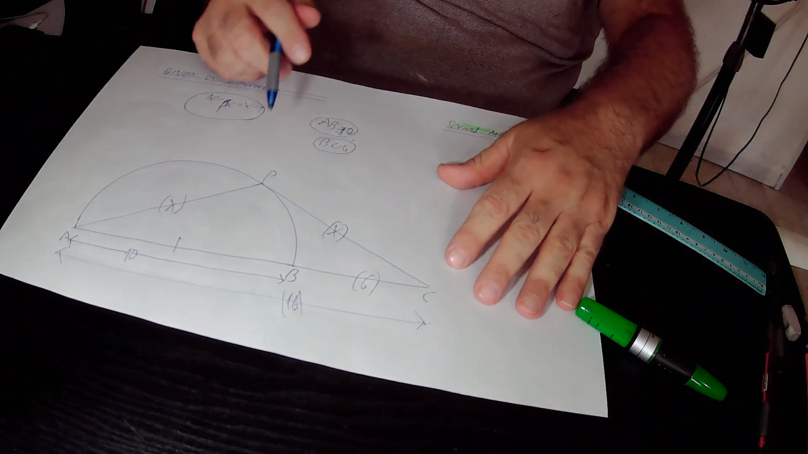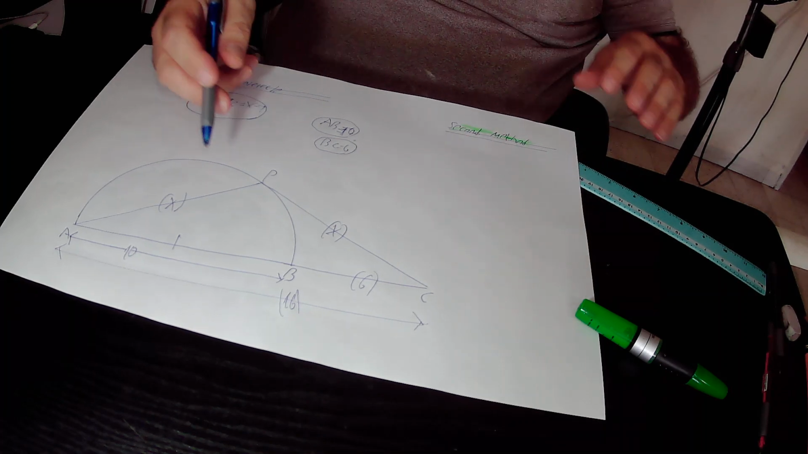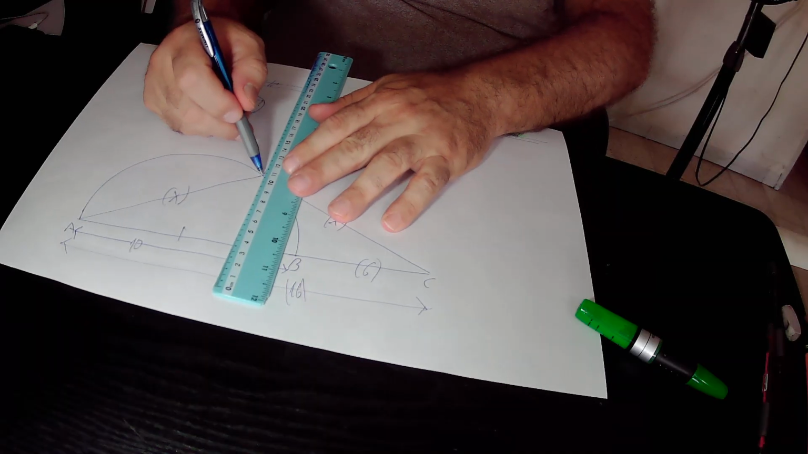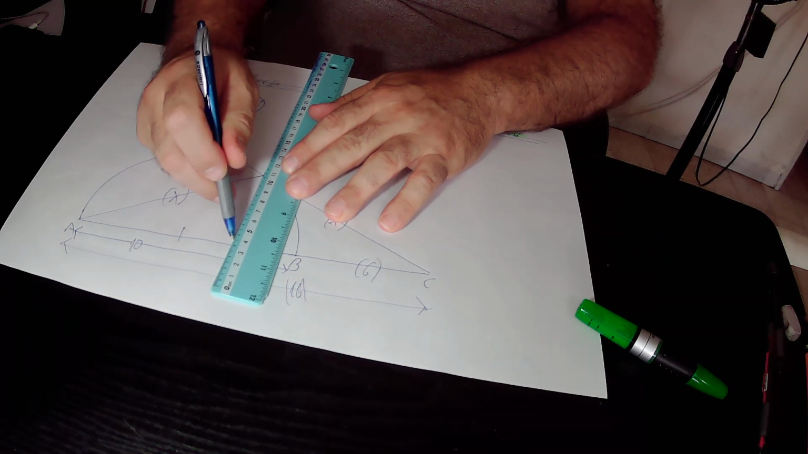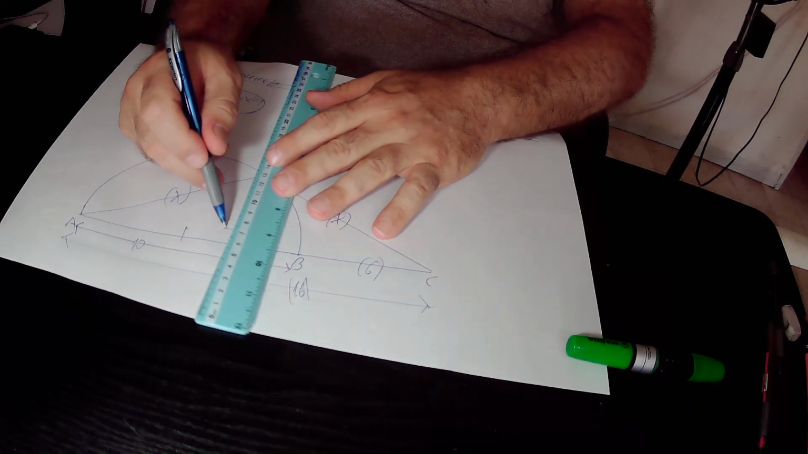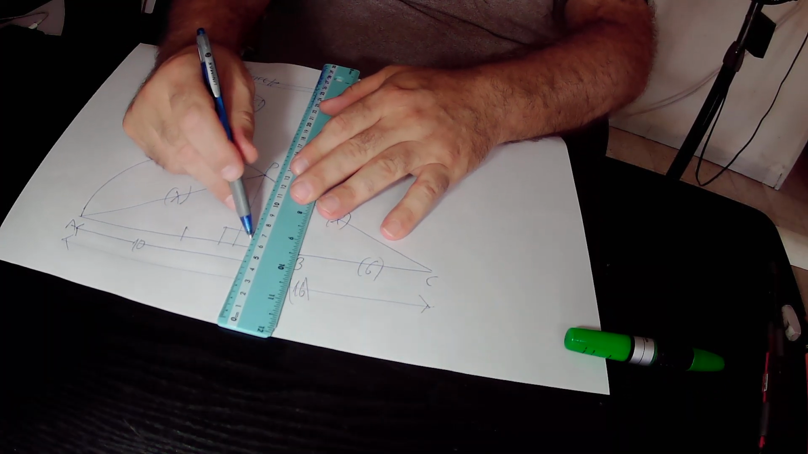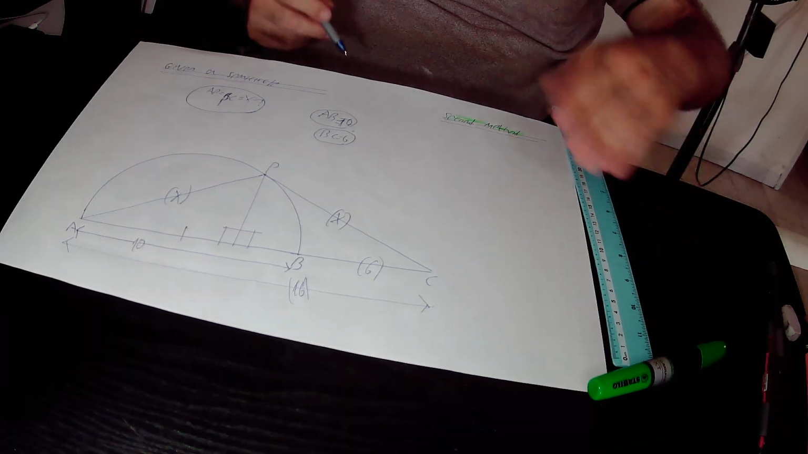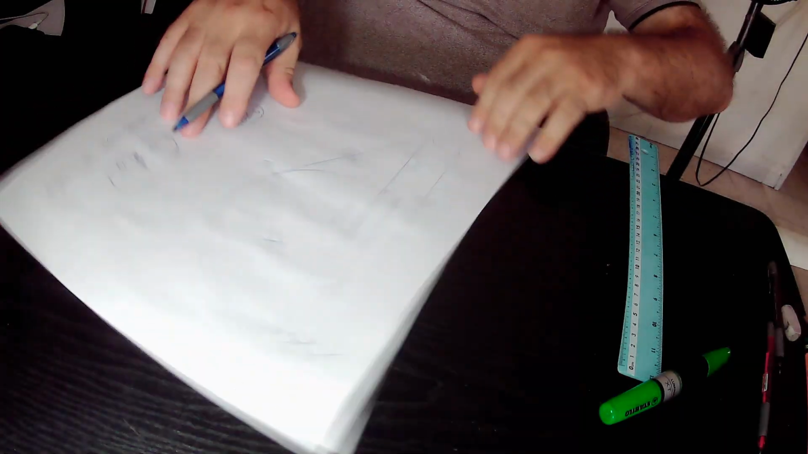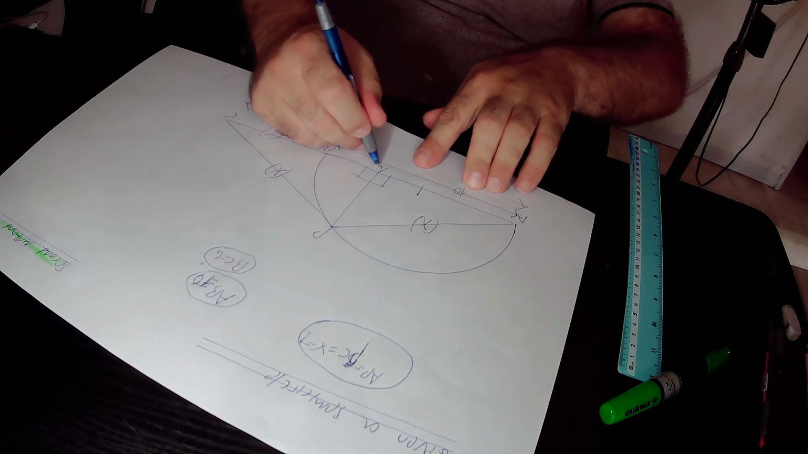So from the vertex P, we draw a perpendicular on the base AC. So actually, this angle equals 90 degrees, and this angle also equals 90 degrees according to the construction. We define the touching point of the perpendicular from point P and AC. This point is point M.